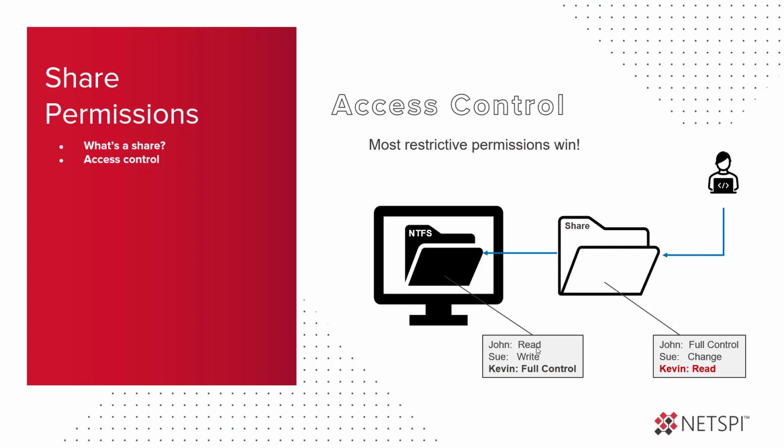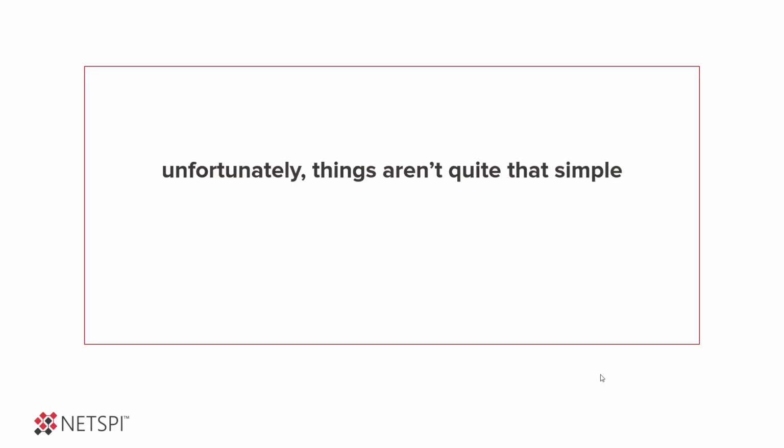Now, inversely, we could take Kevin as an example here. If you look towards the bottom, Kevin only has read access on the share level, but he has full control on the NTFS. Because the share permission is more restrictive, it defaults to the more restrictive setting. So it sounds pretty straightforward, right? But unfortunately, things aren't quite that simple.